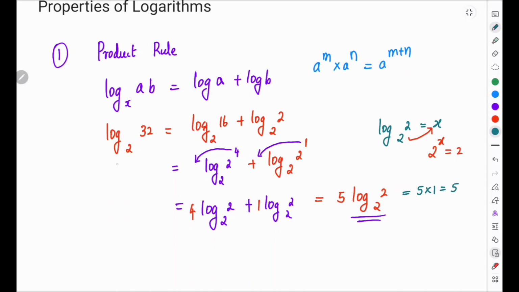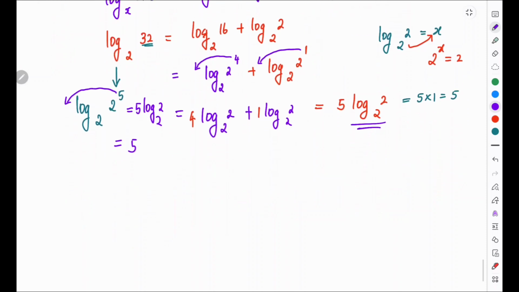And here you can simply write log 32 as log 2 power 5 to the base 2, and this 5 will come to the front. So I can write 5 log 2 to the base 2, basically 5. So your LHS and RHS both are the same, right?